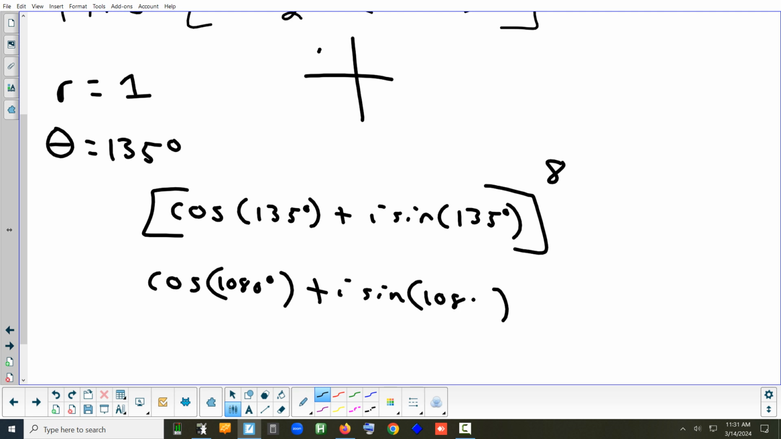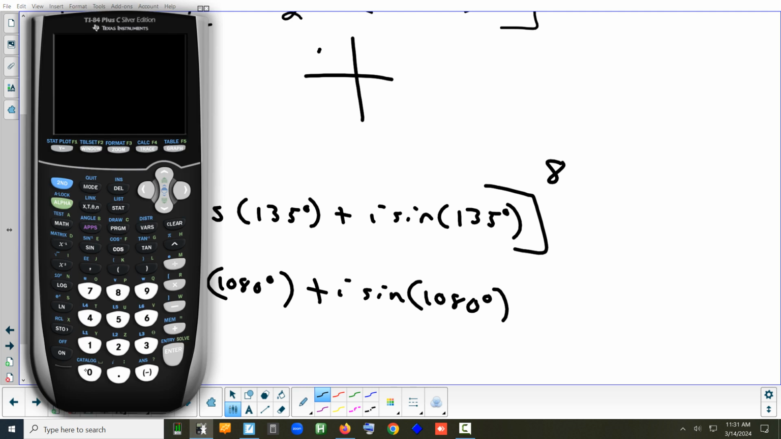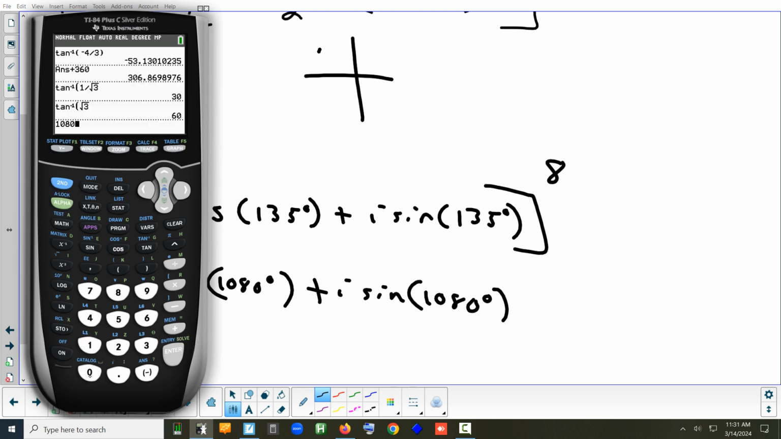Now, most of the time, they're not going to have you leave an answer like that. So what can you do to make that angle smaller? You can do minus 360 over and over again. Yep, we could just do minus 360, and eventually we're going to get an angle of 0.